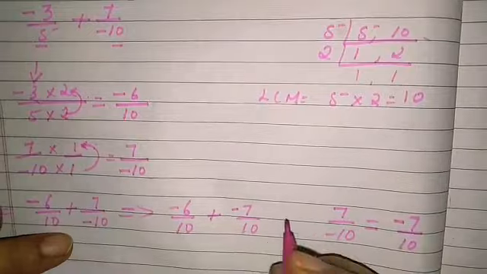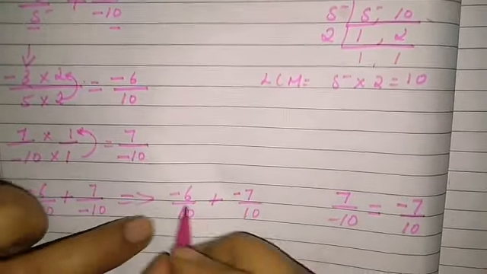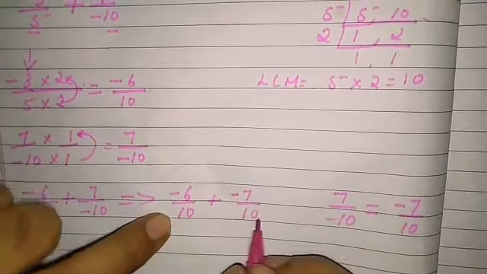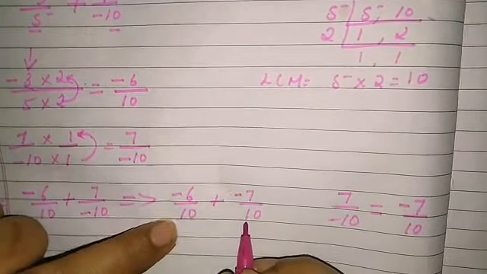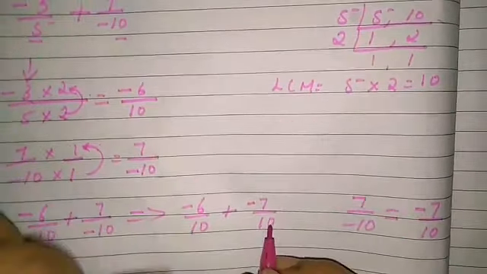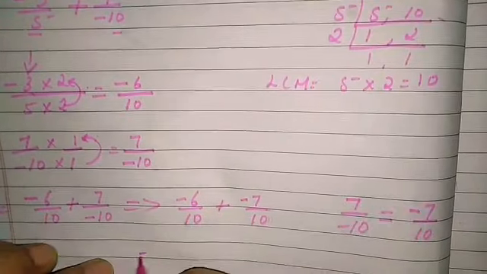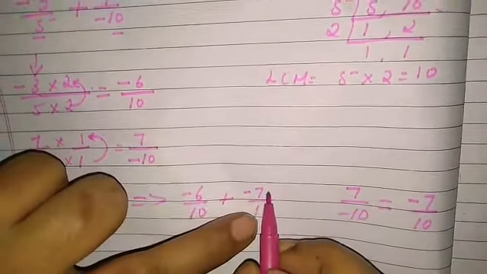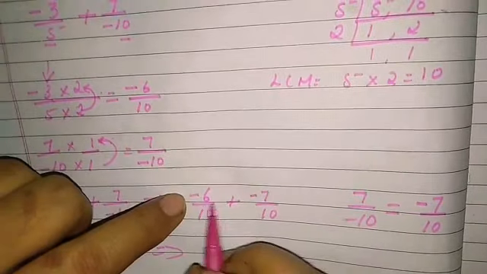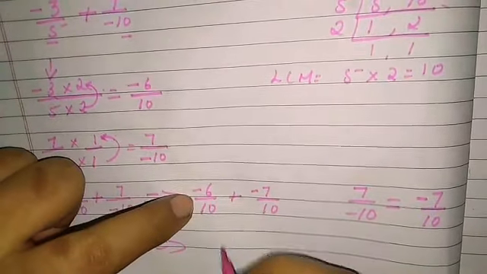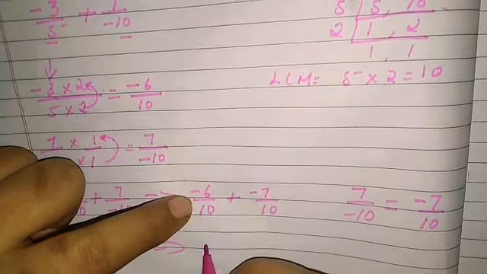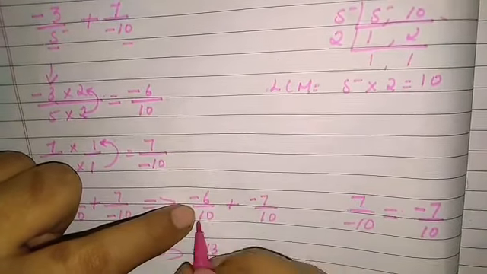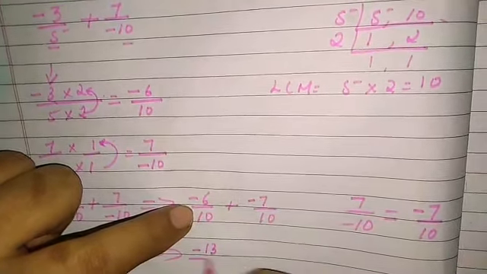Now it becomes easy for us to simplify this. Now since the denominators are same, the numbers are same, and even the signs are same, now it becomes easier for me. So now let's add minus 6 and minus 7. So minus 6 and minus 7 gives me minus 13, and if the denominators are same, we're just going to write it once.